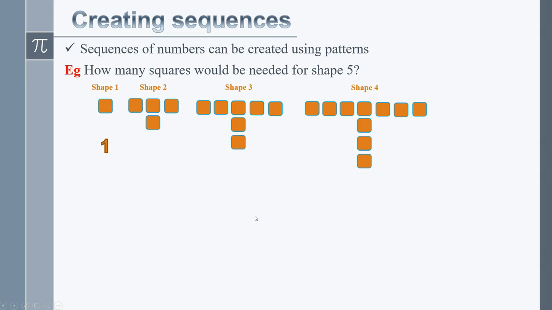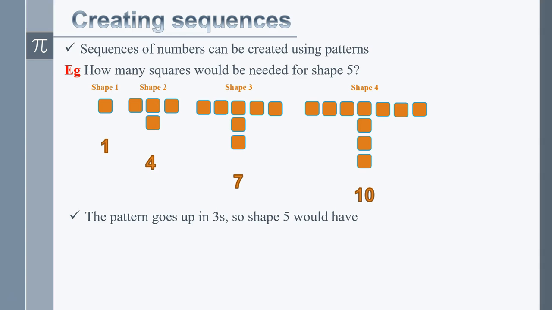So shape number 1 just needs the 1 square. Shape number 2 needs 4. Shape 3, you can see we've got 7 squares there. And shape number 4, we've got 10. So you can see we're generating a sequence of numbers, and hopefully you've spotted that the pattern goes up in 3s each time. So the question says, how many squares will we need for shape 5? We're going to need another 3. So in total, we're going to need 13 squares.